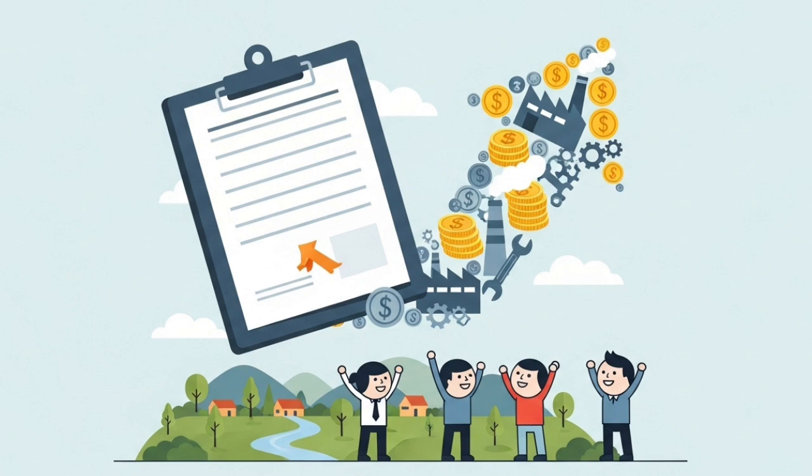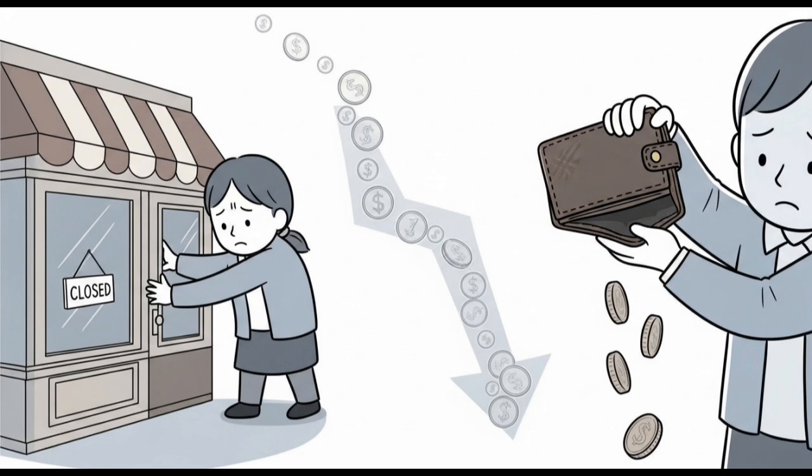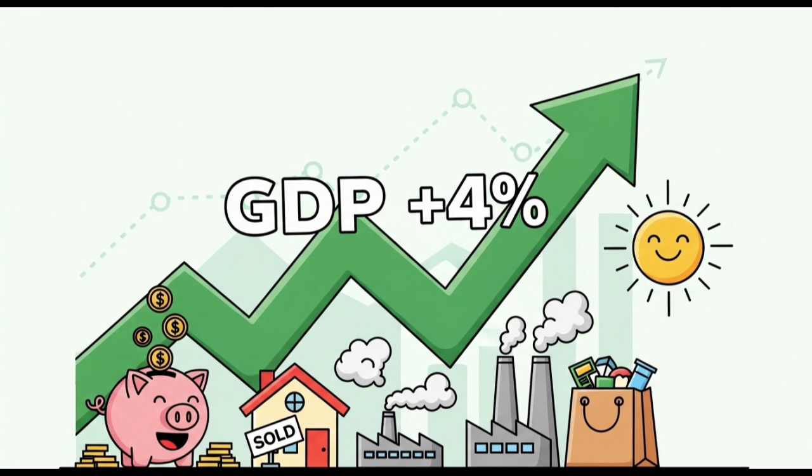GDP acts like the report card of a country's economy. If GDP goes up, the country is doing well. More jobs, more business, more income, better lifestyle. If GDP goes down, the economy is struggling, jobs decrease, people spend less, businesses slow down, country faces problems. So whenever you hear news saying GDP increased by 4%, it means the economy grew by 4%.